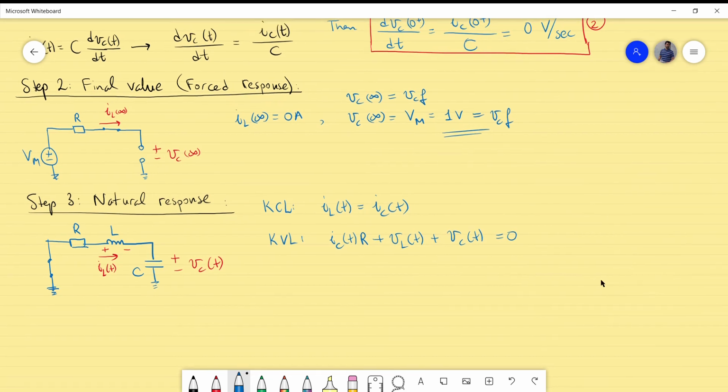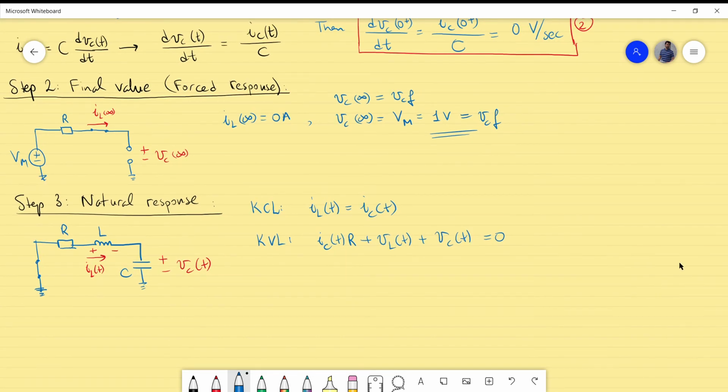So what can I do? I will need to replace this, and I will need to replace this. We know some formulas that can help us, so I will write them down here. The capacitor current, we have already seen this, is equal to C times the derivative of the capacitor voltage. And the inductor voltage is L times the derivative of the inductor current. So we can use this also here.